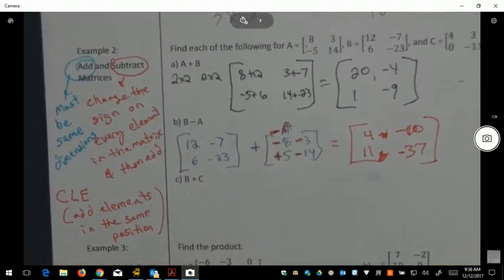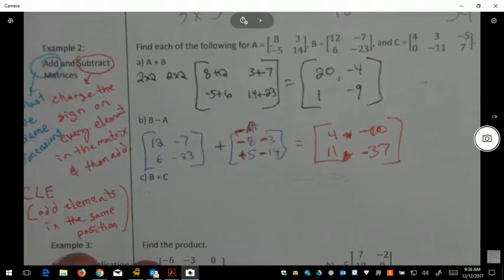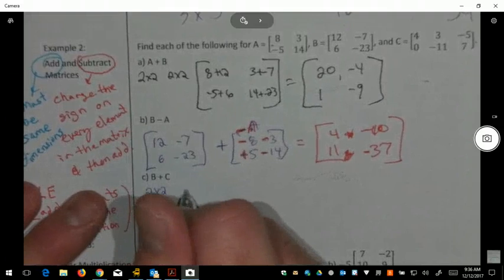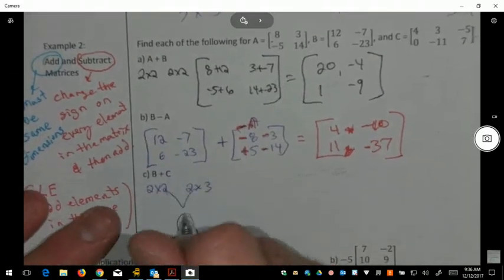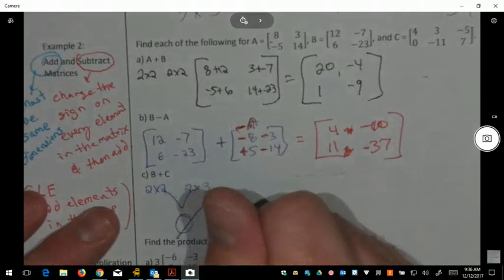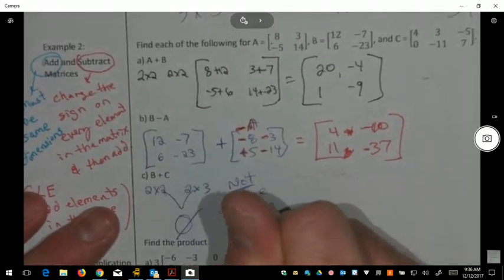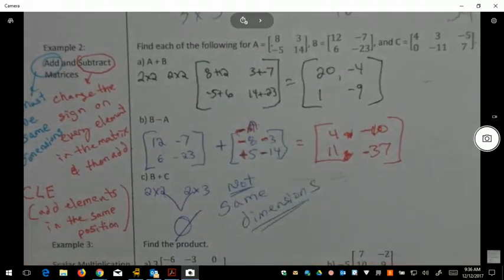Well, actually, I want to go over letter C with you. You gonna have much adding to do for letter C? B is 2 by 2 and C is 2 by 3. Can you add them? Nope. So there's no solution because they're not the same dimensions. So for addition, we need them to be the same dimensions.